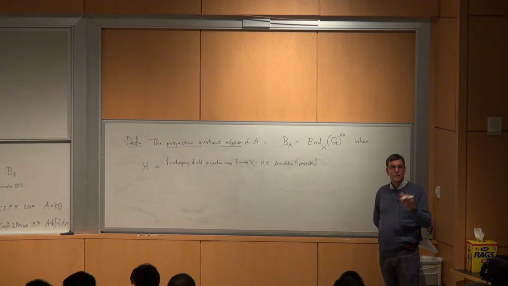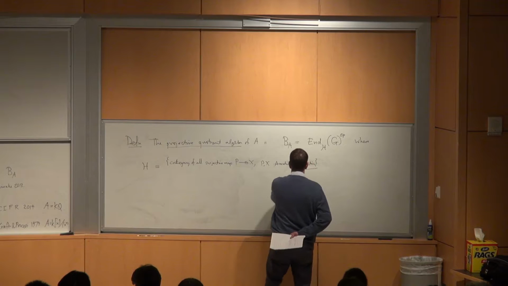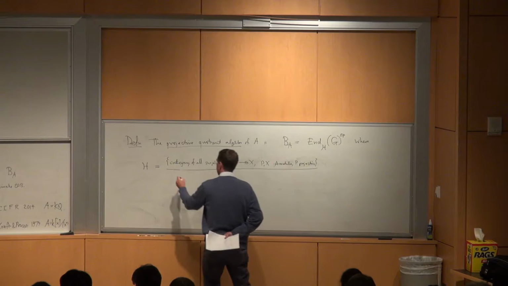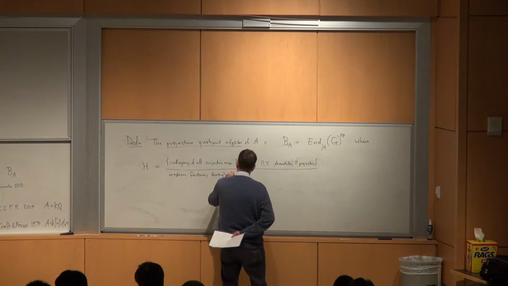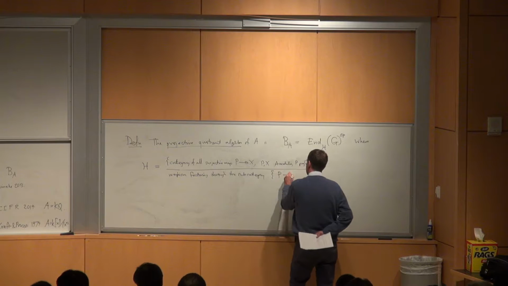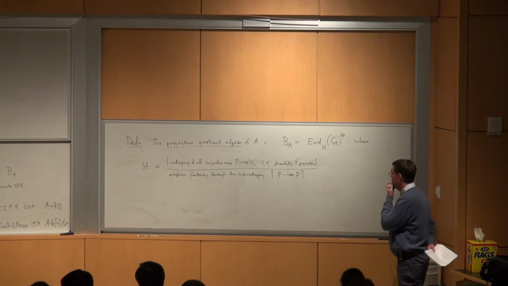So, and it's not quite that category. We quotient out by all morphisms factoring through the subcategory consisting of all identity maps from a projective to itself. Morphisms factoring through this.